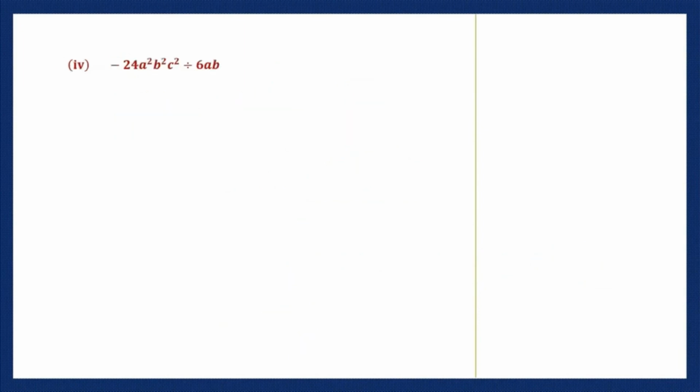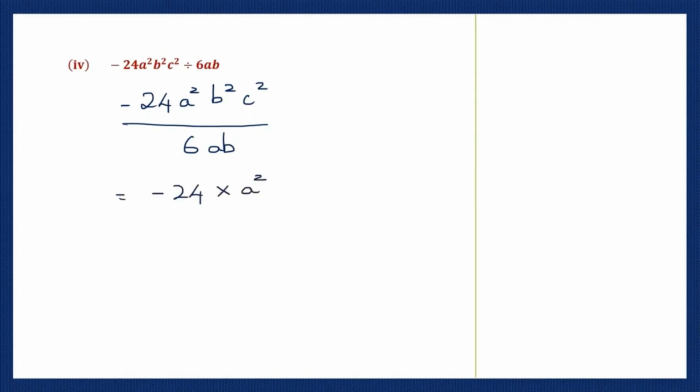Question 4. So here we have minus 24 a square b square c square divided by 6ab. So that is going to be minus 24 into a to the power of 2 into b to the power of 2 into c to the power of 2 divided by 6 into a into b. So when a and b are by themselves, it's understood it is to the power of 1. We're going to use the exponent law. So first let's cancel the numbers. So 6 fours are 24.